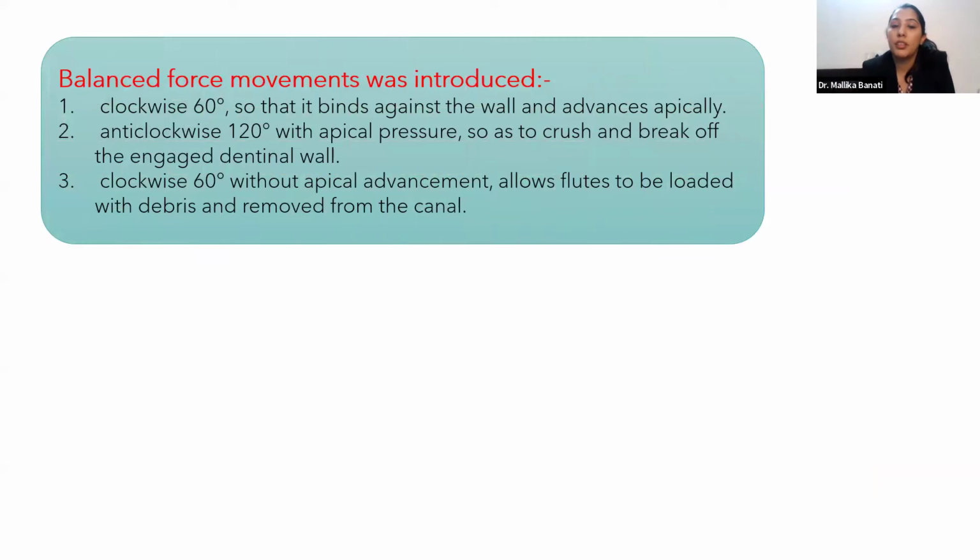Now, what is a balanced force technique? The balanced force movements were introduced: 60 degrees clockwise as it binds against the wall and advances apically, then anti-clockwise 120 degrees with apical pressure so as to crush and break off the engaged dentinal walls. Then again a clockwise 60 degrees with apical advancement, allowing the flutes to be loaded with debris and removed from the canal. So basically it is the watch winding motion, but a little bit more enhanced. You go 60, then full 120 back, and then 60 again and pull it out.